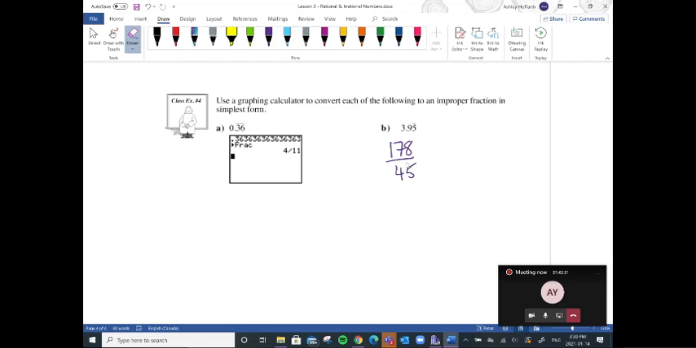So definitely do those questions. In your workbook, page 19 shows you how to change these types of decimals into fractions by hand without using the calculator. And that's on page 19.